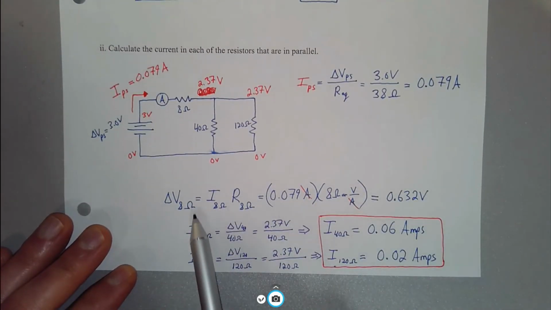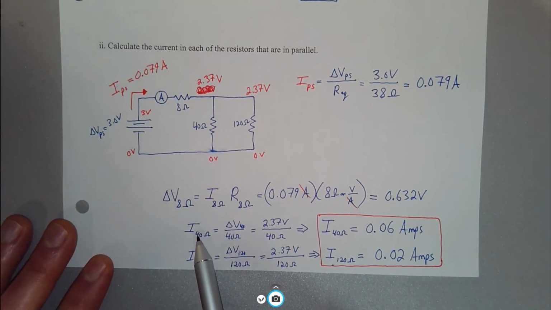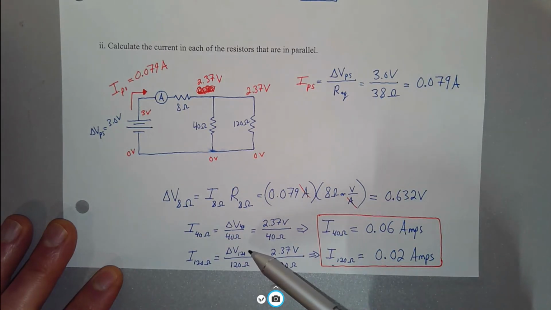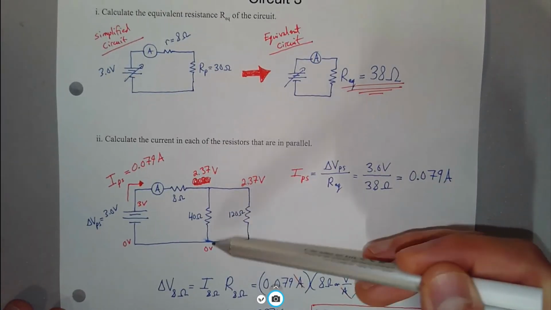Well, again, this is an Ohm's law question ultimately. So the current going through the 40 ohm is equal to the voltage drop across the 40 ohm divided by its resistance. And the current going through the 120 ohm is equal to the change in voltage across it divided by its resistance. So how do we know what the voltage drop is across these?